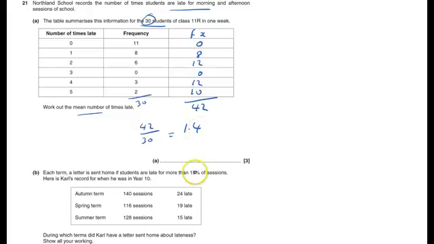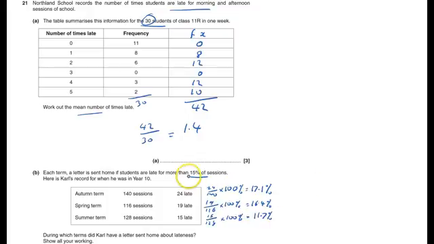Okay, a letter is sent home if they're late for more than 15% of the sessions. So a couple of ways of doing this. You could work out what 24 out of 140 is. So you could do 24 out of 140. That's a fraction. Turn it into a percent by multiplying by 100%, and that is 17.1%. And you could do the same for the others, and these will be my answers.